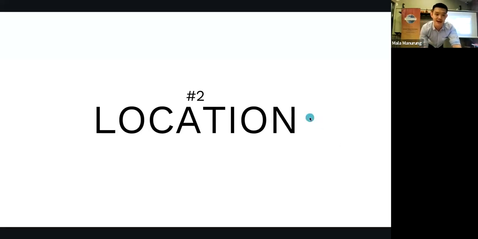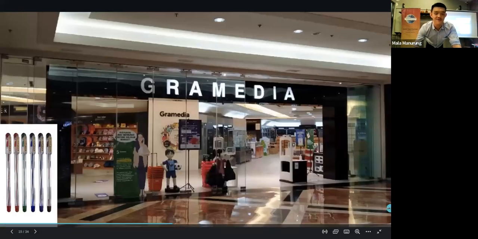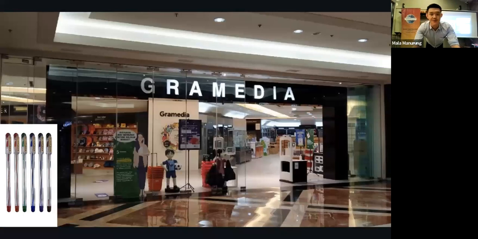And if we come back again to Gramedia, some of us already agree that 35,000 is actually acceptable, but this is not the best price, right? Agree, guys? Now, can you imagine this is the same pen? Again, remember that this is the same pen.